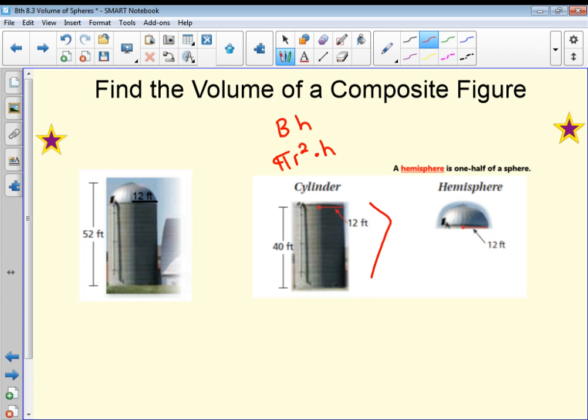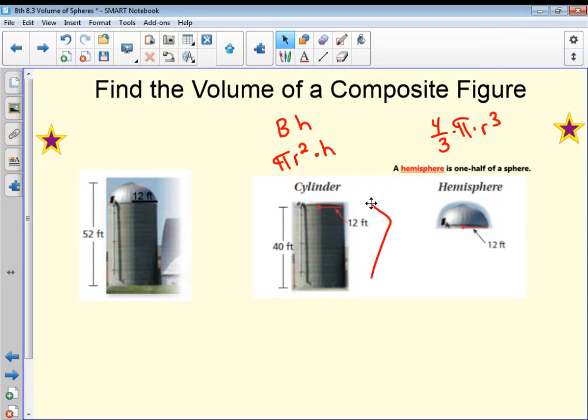Okay, and for our sphere, the formula we use is 4/3 times pi times radius cubed, and we have to remember it's radius cubed when we're working through that. Okay, so let's go ahead and piece our information in here.